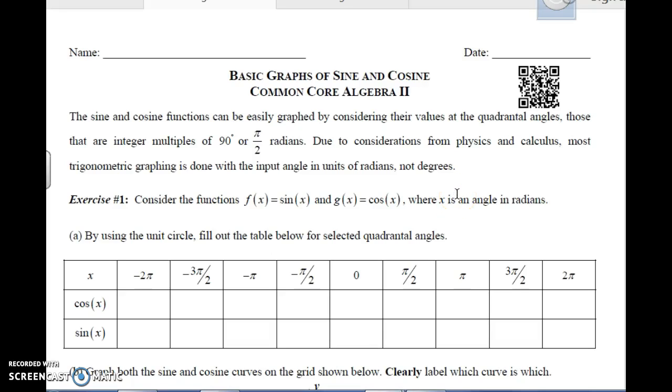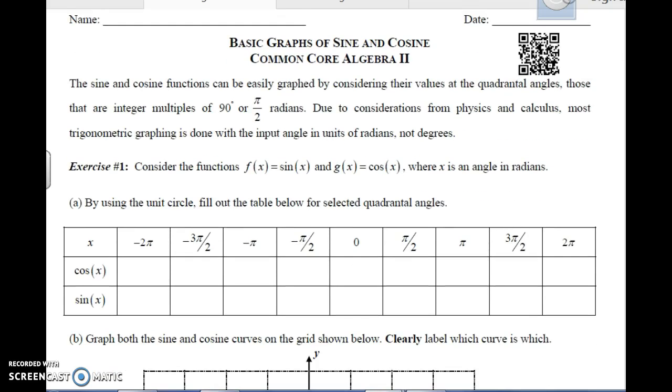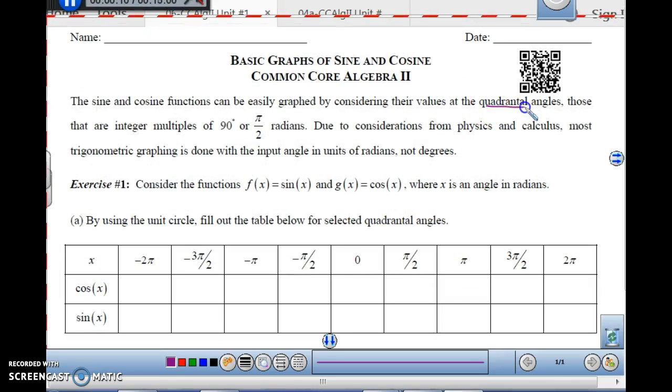This is Algebra 2, Unit 11, Lesson 6, on basic graphs of sine and cosine. Now, the sine and cosine functions can be easily graphed by considering their values at the quadrantal angles. Quadrantal means quadrant angles, the ones that are multiples of 90 degrees or pi over 2 radians.